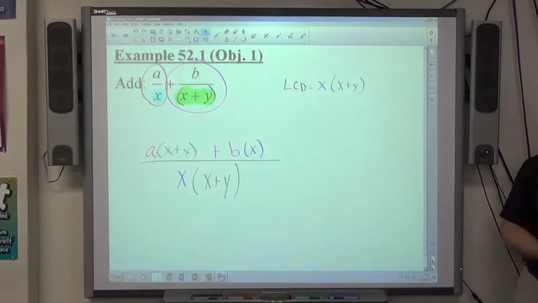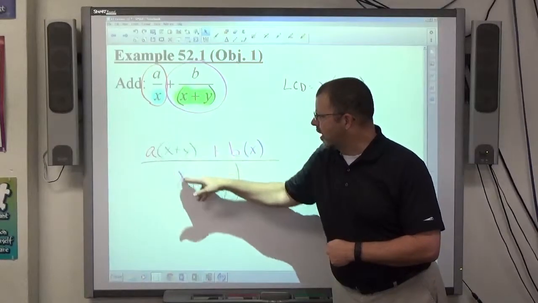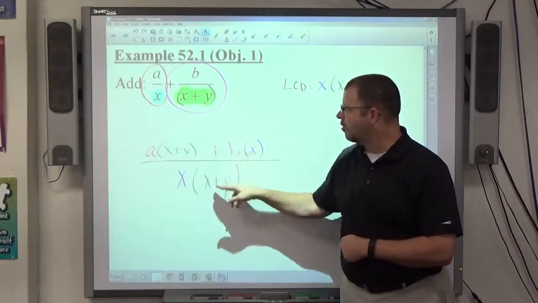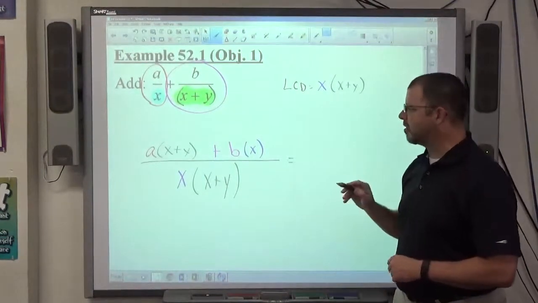So I fixed both numerators appropriately, right? The common denominator, I just made it what I want it to be. For each numerator, I had to ask myself, how did this change? Change the top the same way. How did this change? Change the top the same way. What's left to do now is to simplify as much as possible.